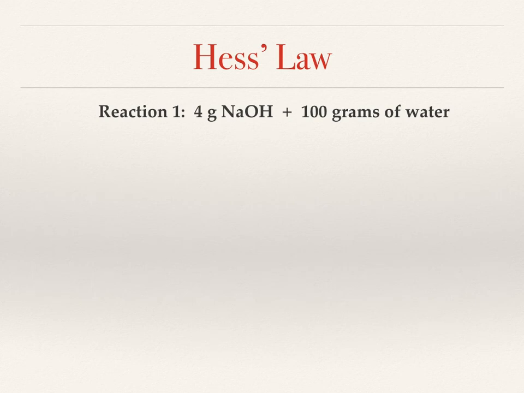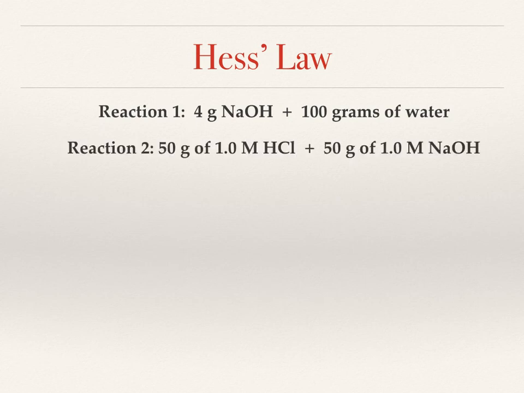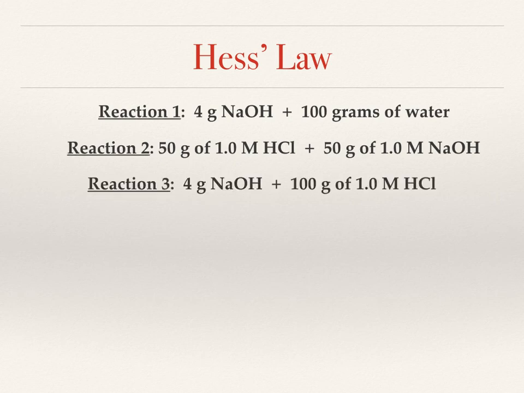So the reactions that we're going to do: first one is add 4 grams of sodium hydroxide to 100 grams of water. Second reaction is adding 50 grams each of 1 molar hydrochloric acid and 1 molar sodium hydroxide. And keeping track of the heat that's formed from reactions 1 and 2 and how many moles of sodium hydroxide are present in each, they should add up to our third reaction, which is adding 4 grams of sodium hydroxide into 100 grams of 1 molar hydrochloric acid.